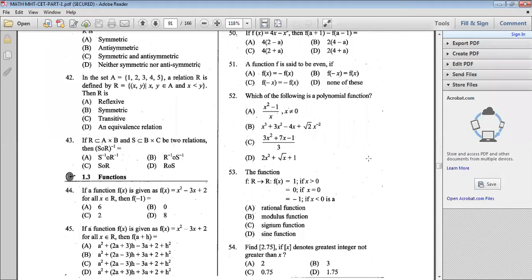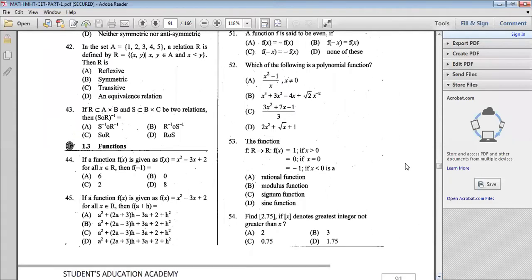Now look at the 53rd problem. Observe this problem. f maps R to R. f of x is equal to 1 if x is greater than 0, which is 0 if x is equal to 0, which is minus 1 if x is less than 0. What is this function called?